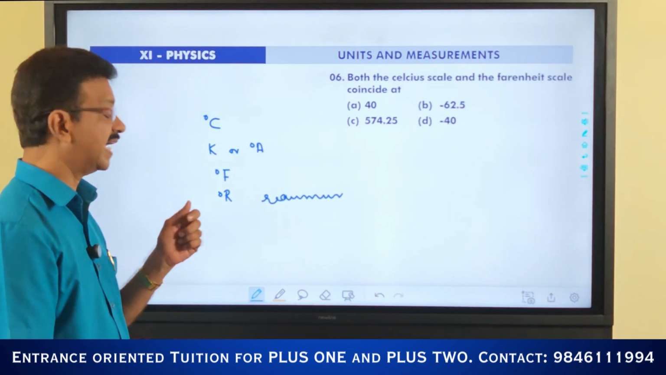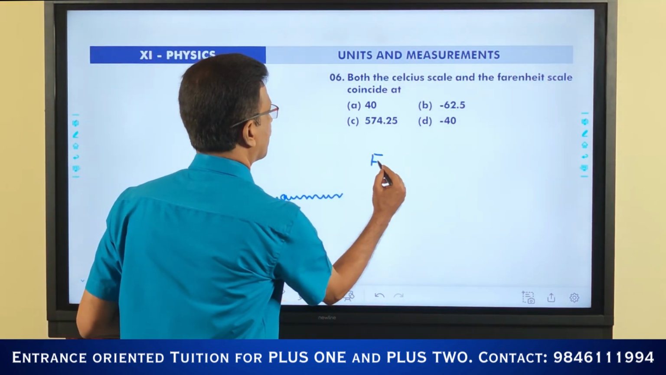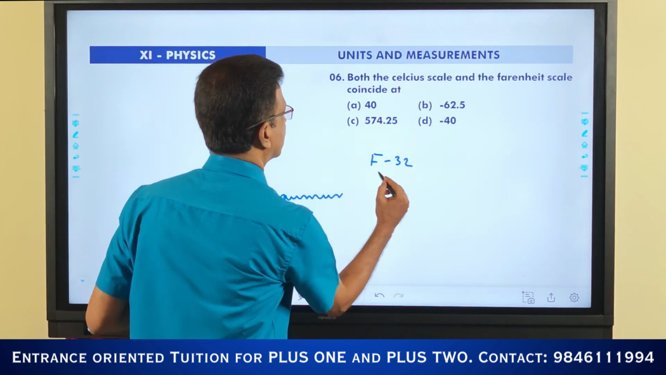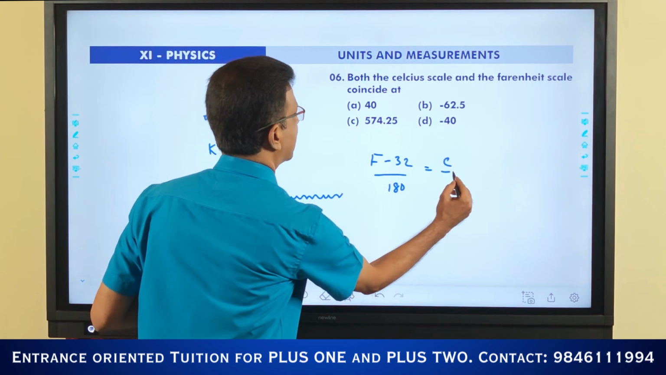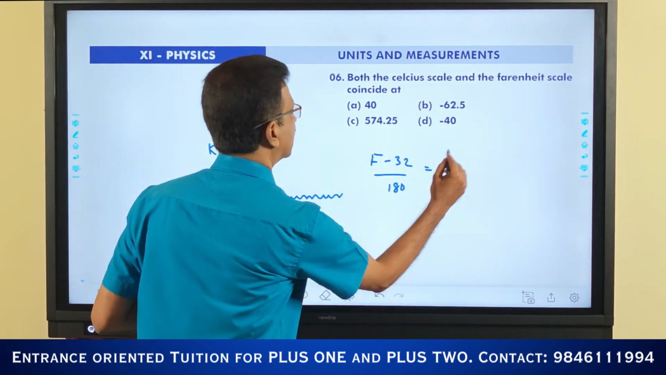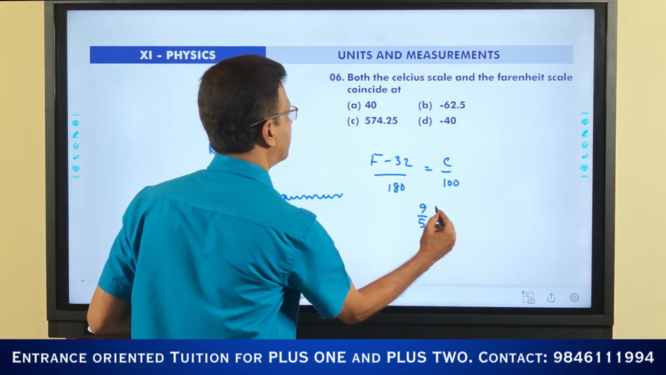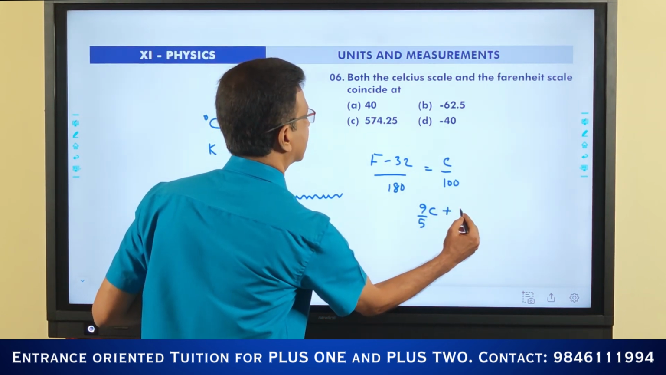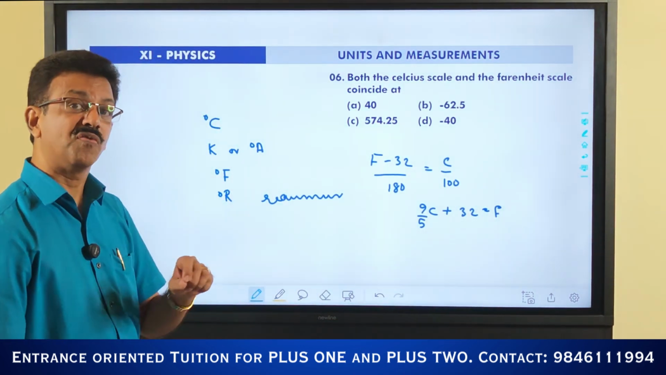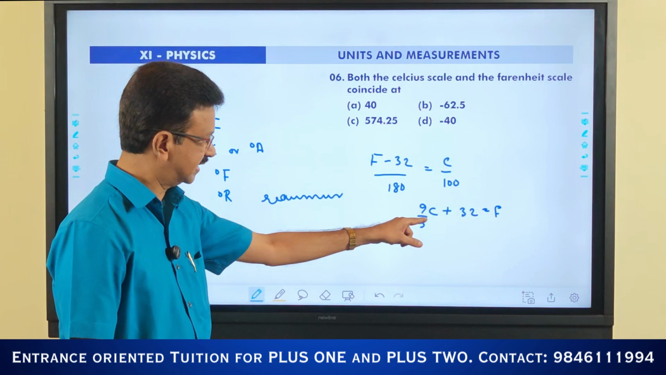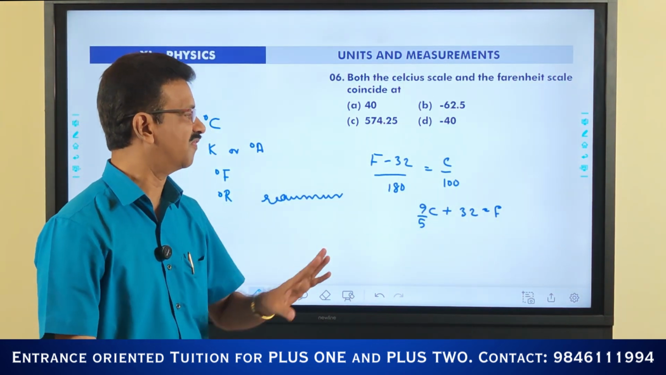Connecting Celsius scale and Fahrenheit scale, we have a formula (F minus 32) by 180 equal to C by 100, or cross multiplying, 9 by 5 C plus 32 equal to Fahrenheit. Therefore, we can convert from one system of unit to another one. 9 by 5 C plus 32 equal to Fahrenheit.